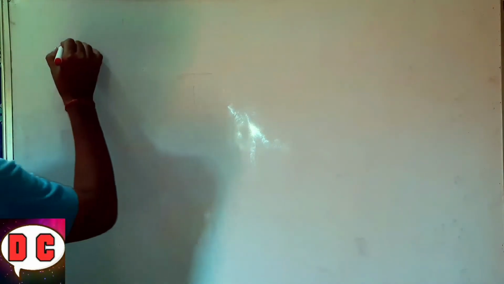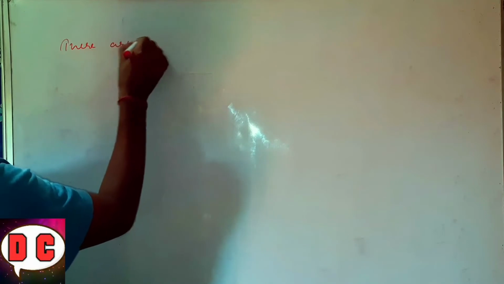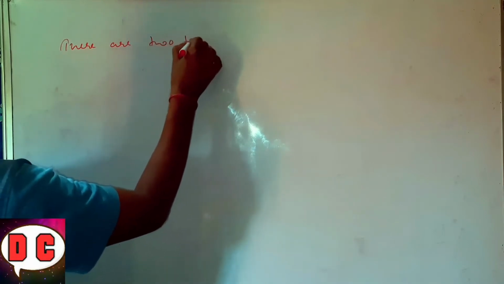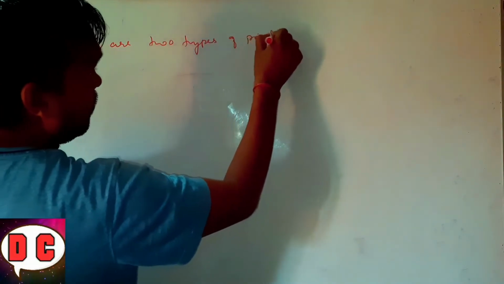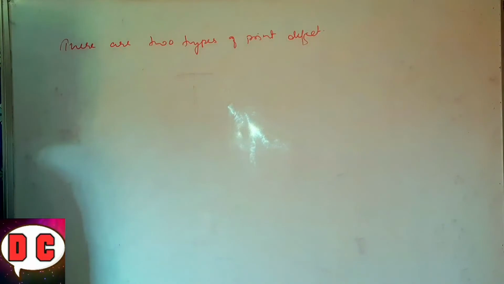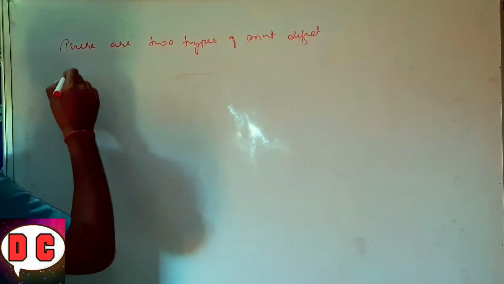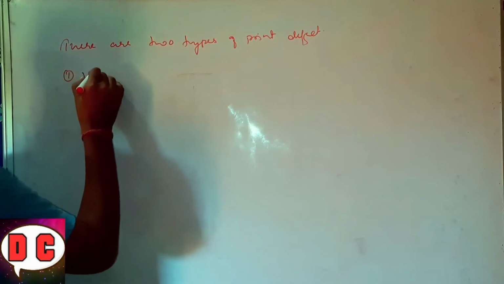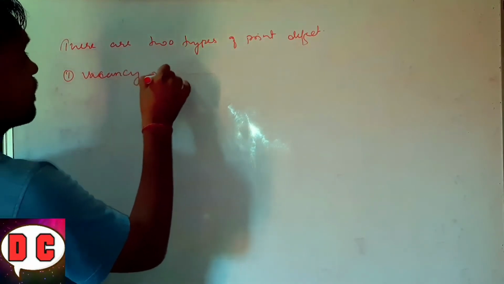So point defects in solids are of two types. Okay, there are two types of point defect. The first point defect we have, we call it vacancy defect.